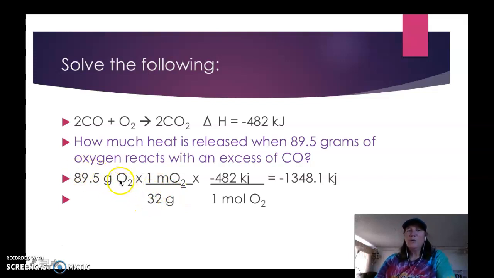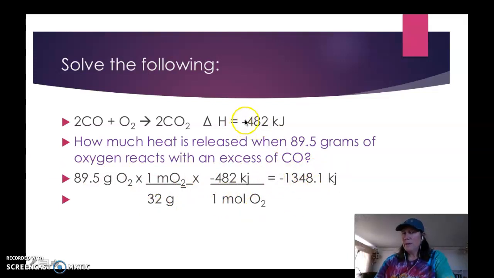But why do I know it's 32? Oxygen is 16, and there are 2 of them. That's why it's 32. Then this is the amount from when you have a regular reaction right there. Again, I don't have a number here, so that's why it's 1. If it was carbon monoxide, I would have a 2 here. Whatever the coefficient is, that's what you'd put here. And then you just multiply and divide, and that's what you get.